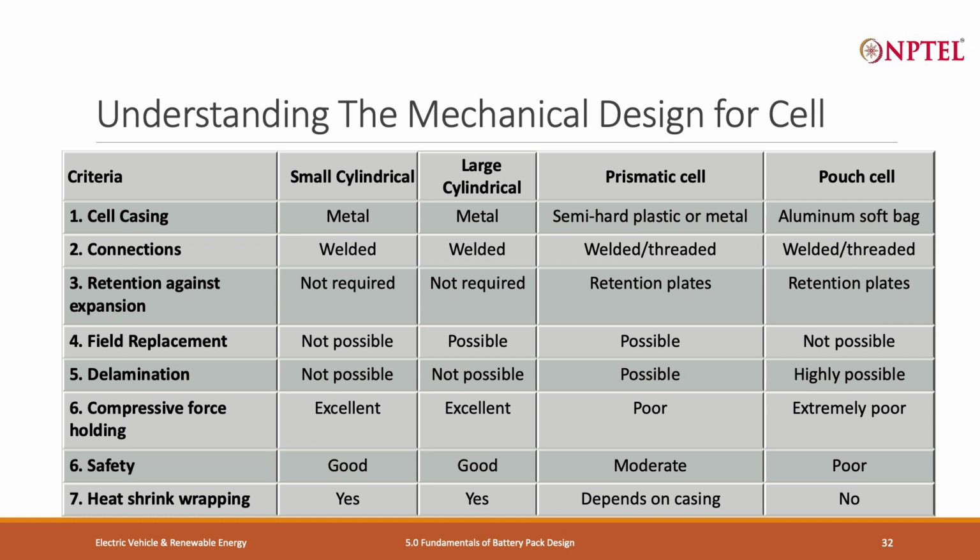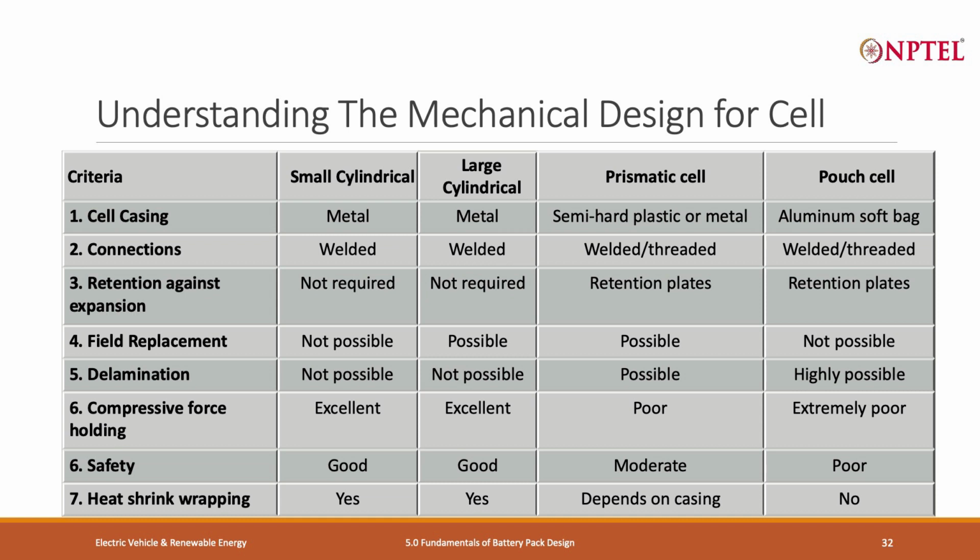Then when we go for prismatic cells, it could be either semi-hard plastic or a metal. When we say metal, it's mostly aluminum or aluminum alloys. Pouch cells, again semi-soft plastics or aluminum soft bags.